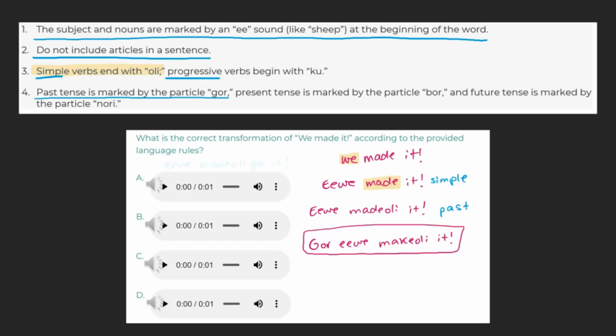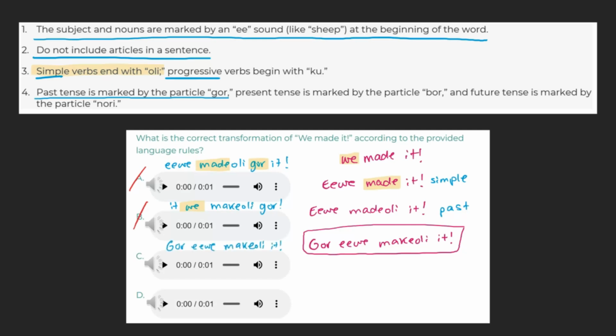A. Iwi mediali gorit. This choice includes two past tense indicators, made and gore. Because it didn't change made into its base form make, we can mark this choice as incorrect. B. Itwi makiali gore. This choice doesn't have the necessary E before the subject we. This can be marked off as well.